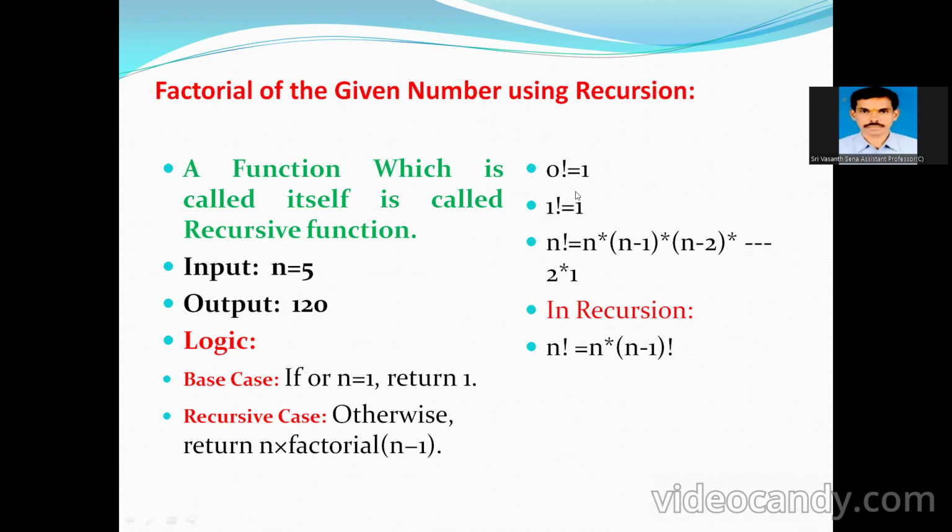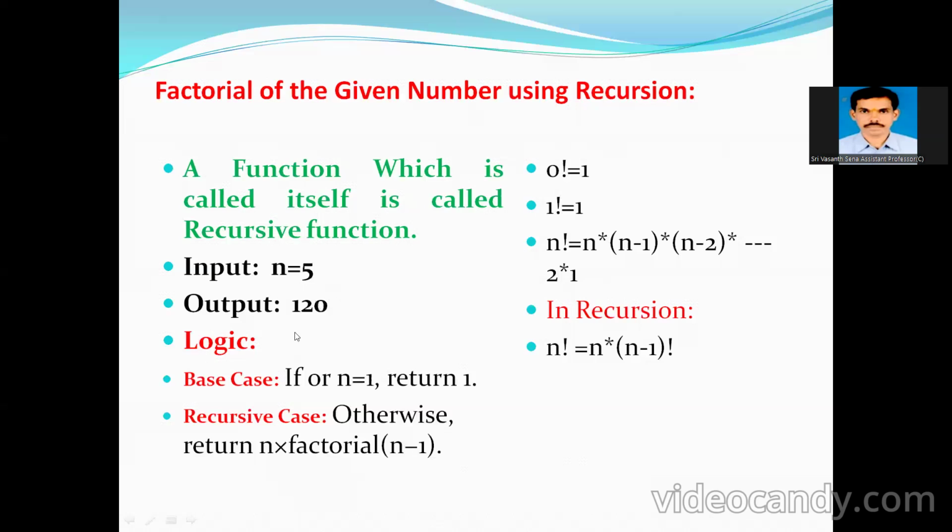Already you know the simple mathematics: 0 factorial value is 1, 1 factorial is 1. So n factorial is equal to n into (n minus 1) into (n minus 2) and so on, up to 2 into 1. In recursion, n factorial is equal to n into (n minus 1) factorial. Suppose my input n is equal to 5. The output is the 5 factorial value, which is 120.